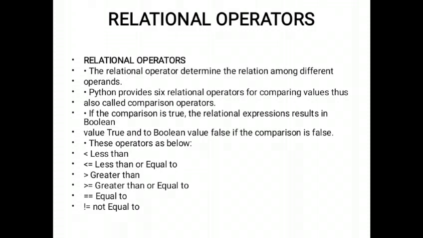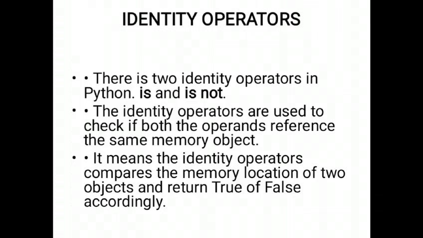Then relational operators. Relational operators determine the relation among different operands. Python provides six relational operators for comparing values. These are also called comparison operators. If the comparison is true, the relational expression results in the Boolean value true, and if it is false, the result is false. The operators work as follows: less than or equal to, greater than or equal to, not equal to. These are some of the relational operators.